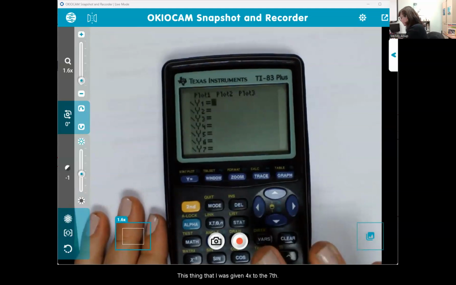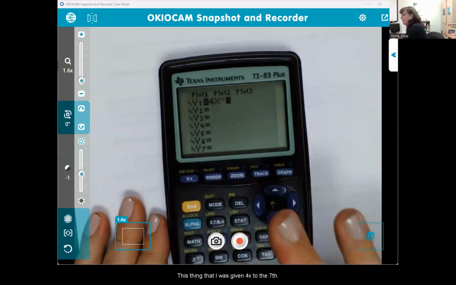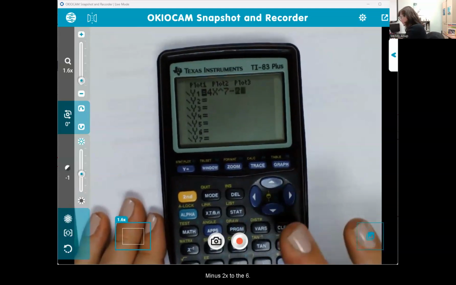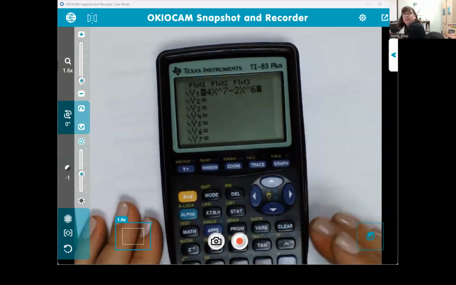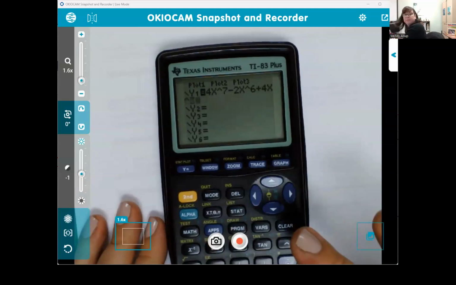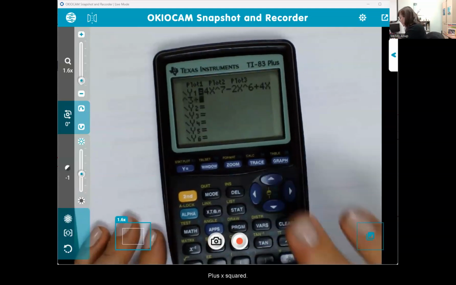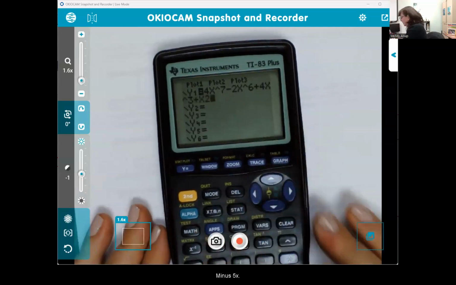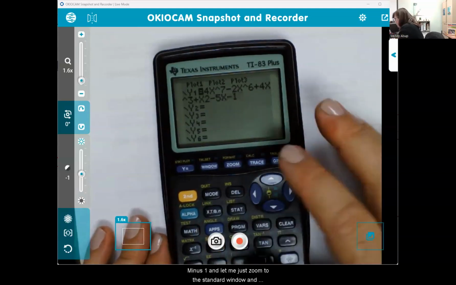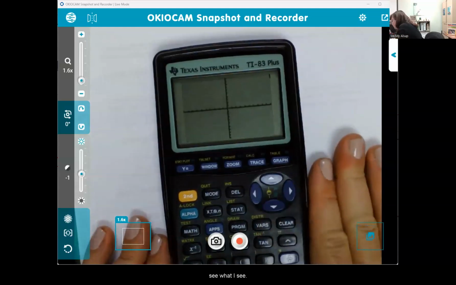this thing that I was given: 4x to the 7th minus 2x to the 6th plus 4x cubed plus x squared minus 5x minus 1. And let me just zoom to the standard window and see what I see here.